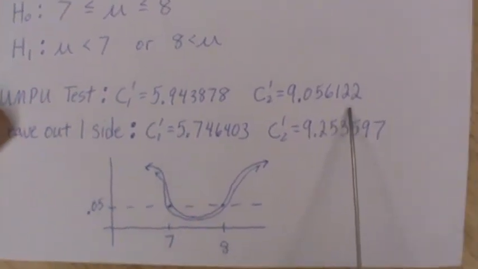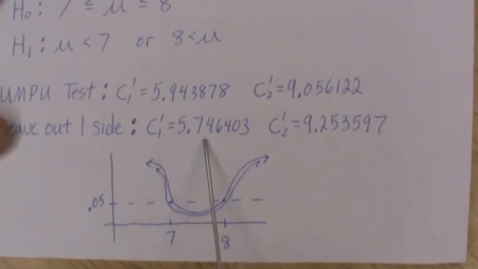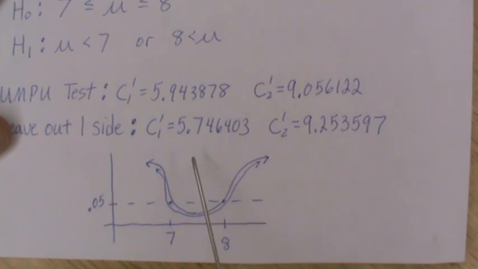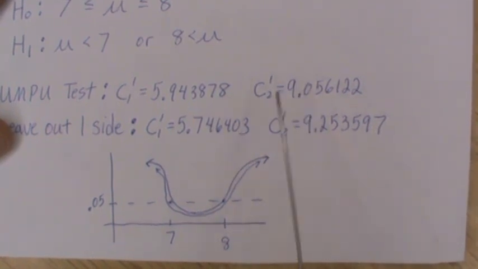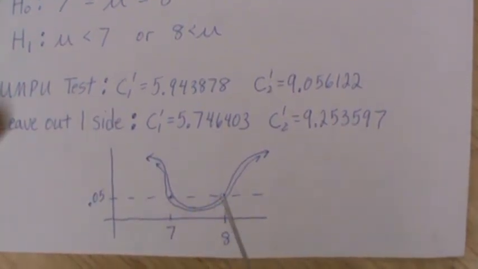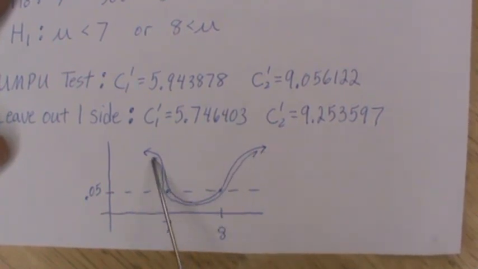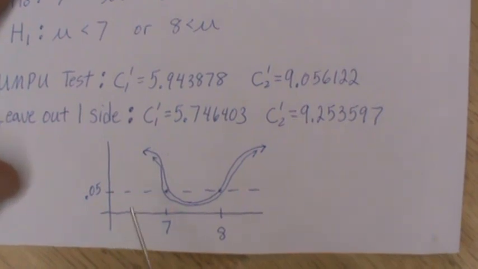The leave out one side test has C1 prime as this, which is pretty close, right? And C2 prime is this. Now this C1 prime and this C2 prime actually approach these values the further and further apart the null hypothesis values get. But that's a side topic. So the power curves are essentially right on top of each other. A little gap, so you lose some power.